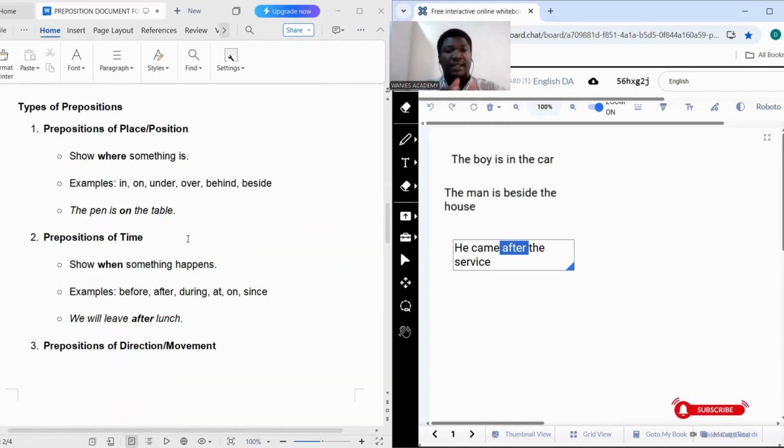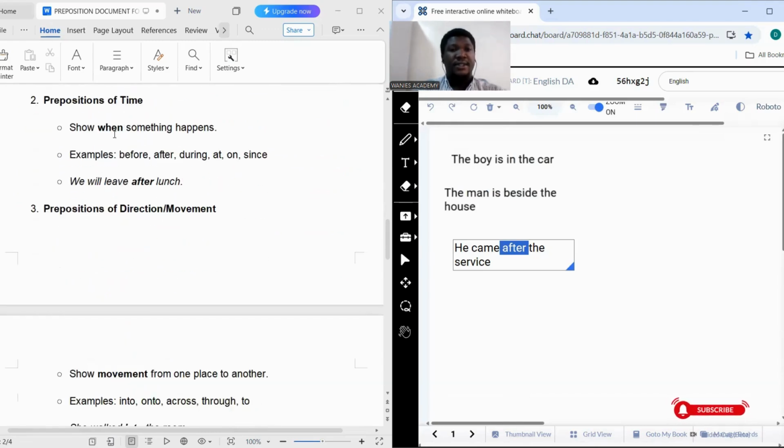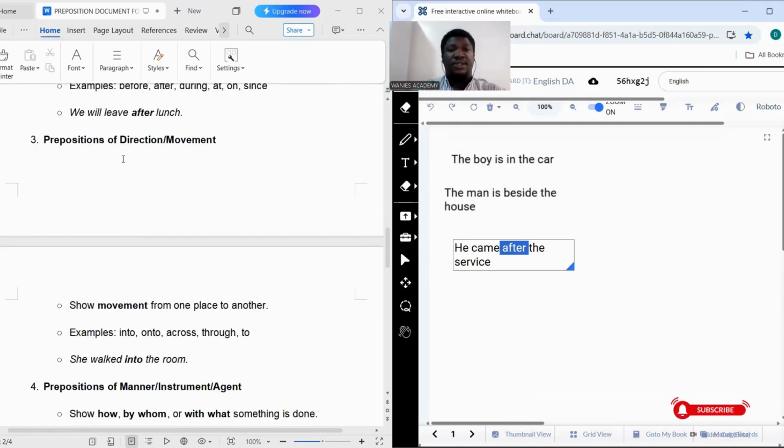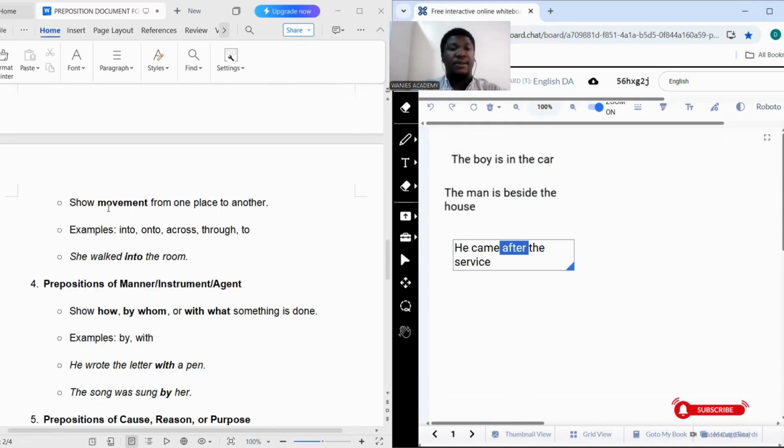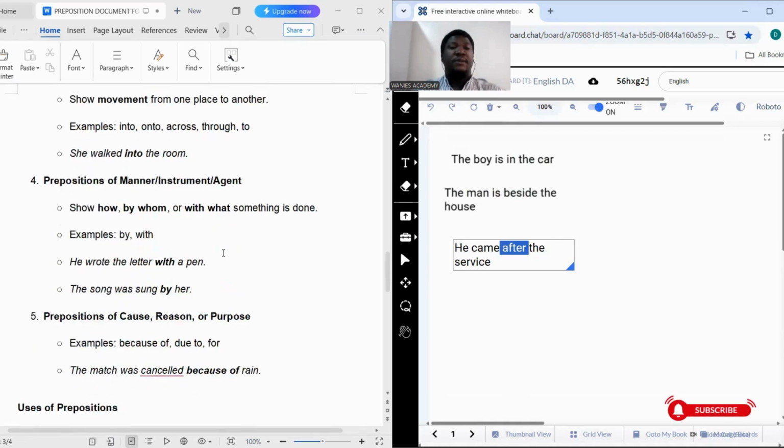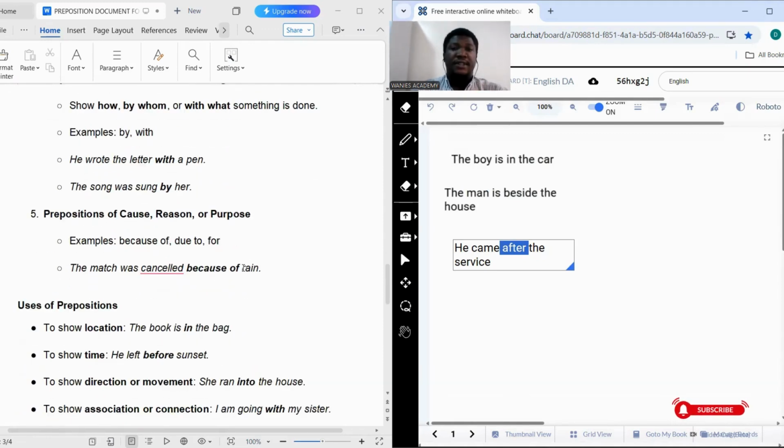Now, specifically, what we've gone through, first is preposition of place, which shows us where something is. Examples include in, on, under, over, behind, and beside. The second is preposition of time, which shows us when something happens. The third is the prepositions of direction and movement. It shows us movement from one place to the other. The fourth refers to prepositions of manner, instrument, and agent, which show us how, by whom, and with what something is done. The fifth and final is preposition of cause, reason, or purpose. This shows us why something is done.